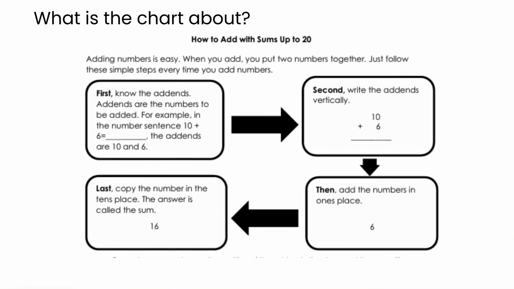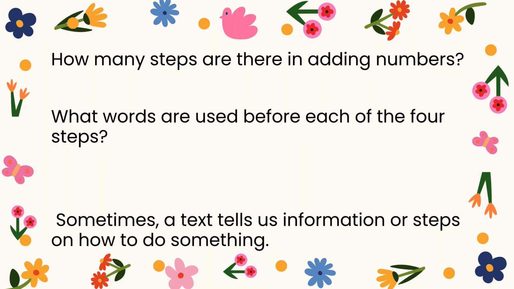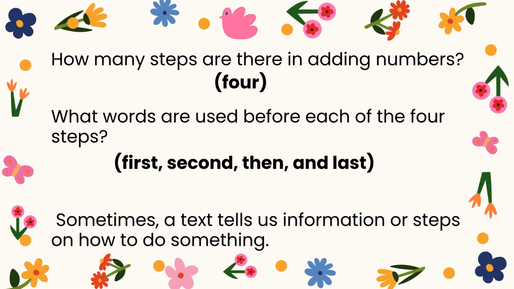What is the chart about? The answer is, adding numbers with sums up to 20. How many steps are there in adding numbers? The answer is 4. What words are used before each of the 4 steps? The answer is first, second, then, and last. Sometimes, a text tells us information or steps on how to do something.